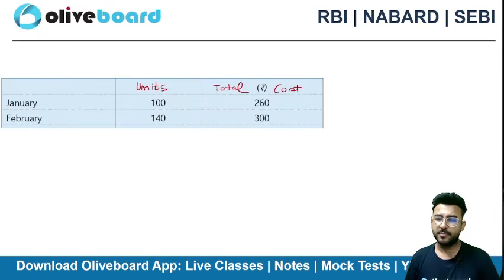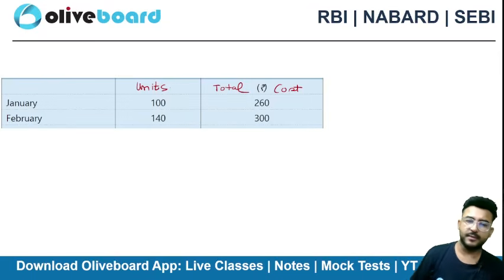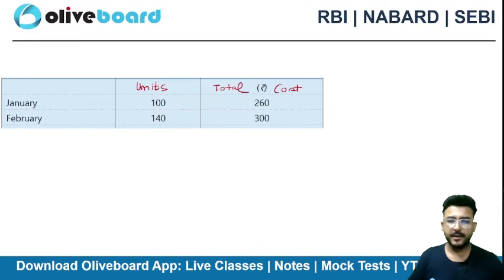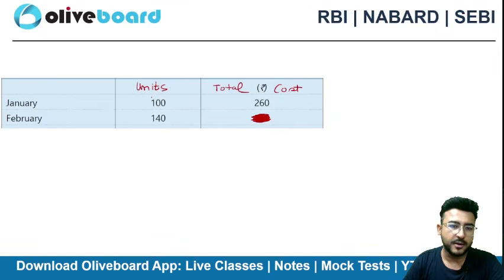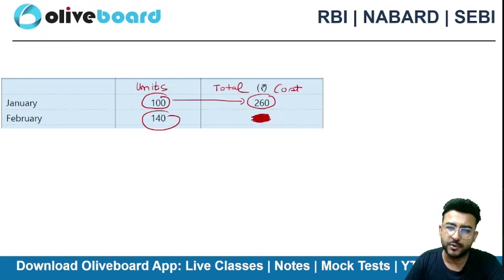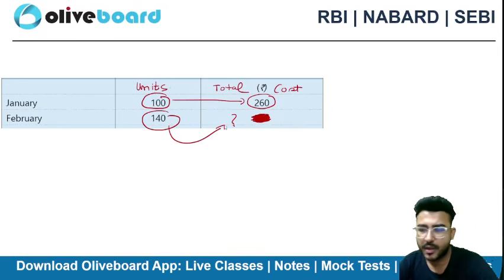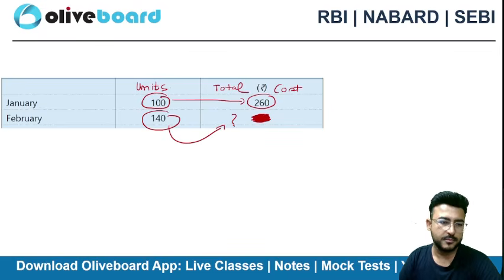Can you guys tell me, is there any possibility that I can separate my variable cost and fixed cost? Acha, I'm just hiding it. Let's hide this one as of now. So say for example, on 100 units, I'm having a total cost of 260. So can you calculate on 140 units, how much should be the total cost?